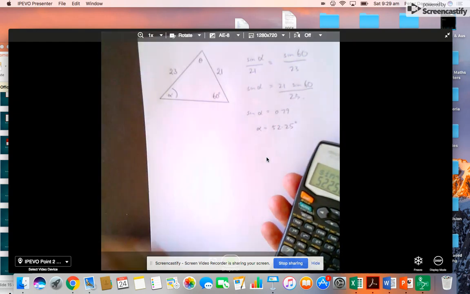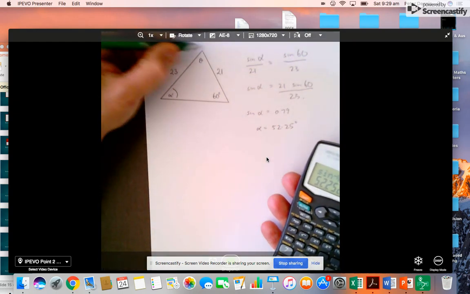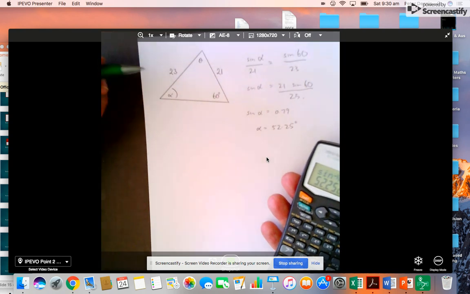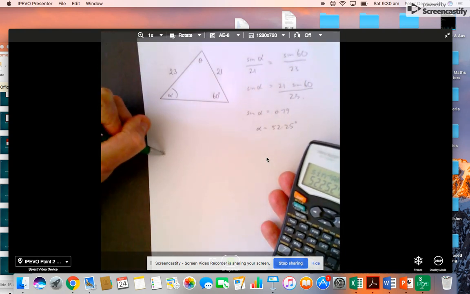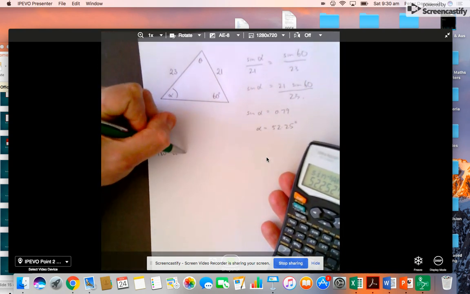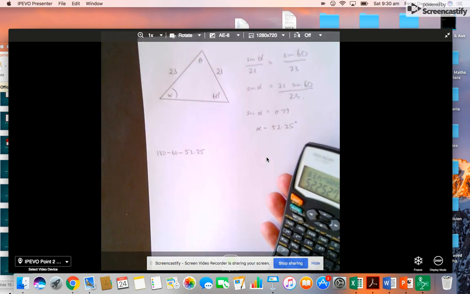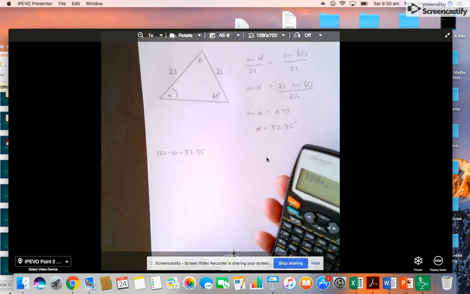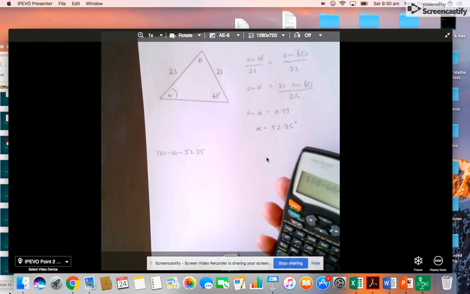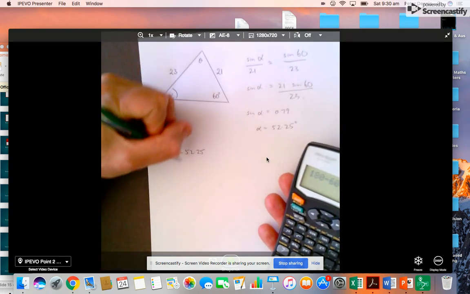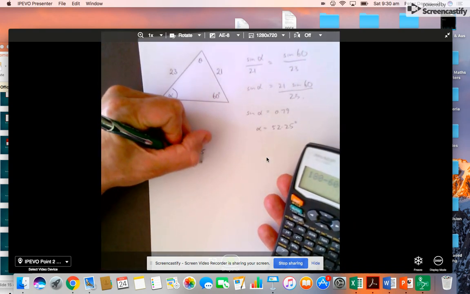Alpha equals 52.25 degrees. So then we can find this, because angle sum of a triangle, 180 minus 60 minus the 52.25. And that would give us our answer. So 180 minus 60 minus 52.25 equals approximately 67.75 degrees.